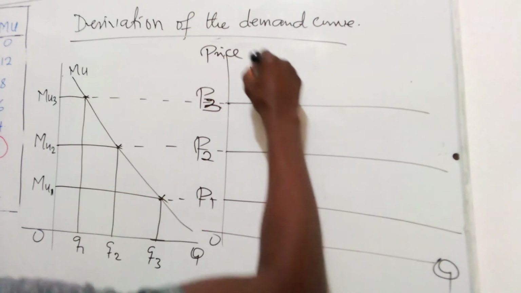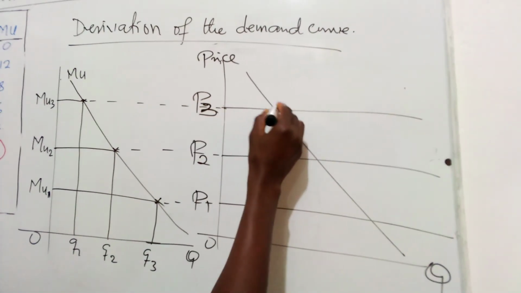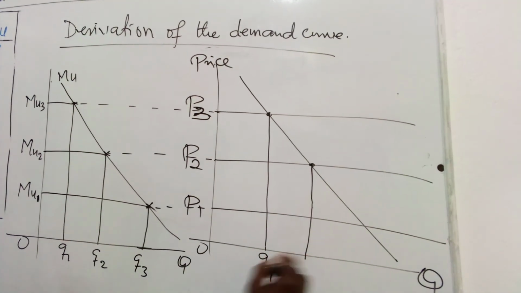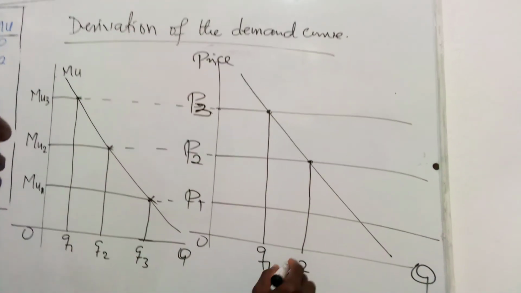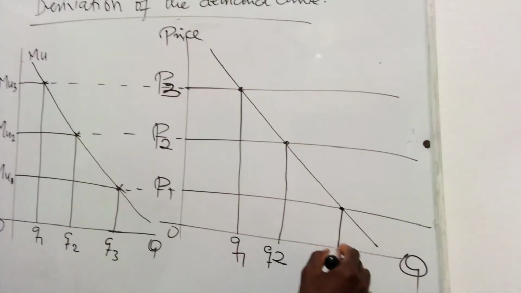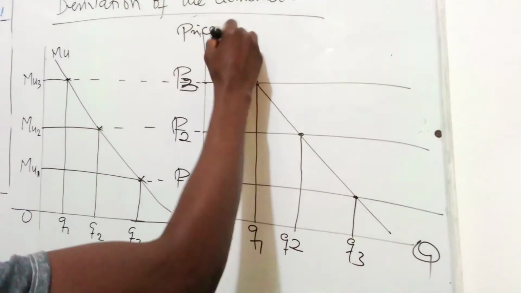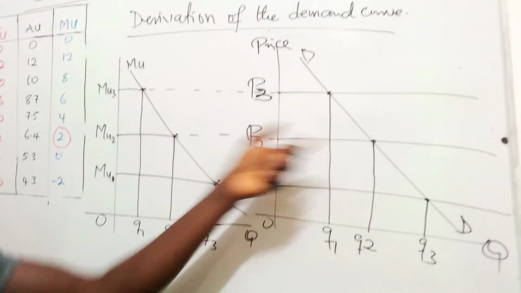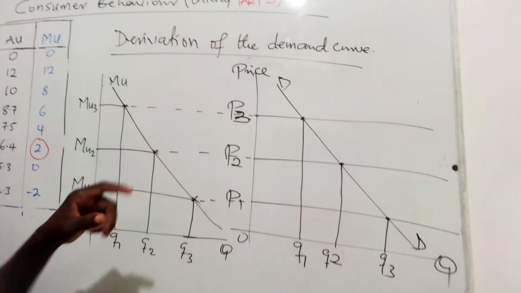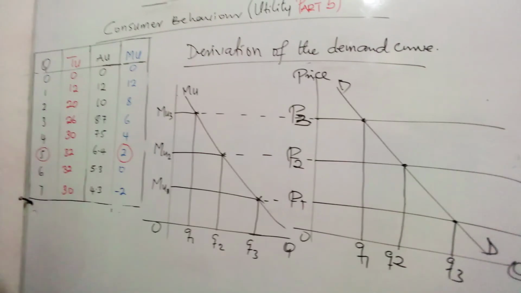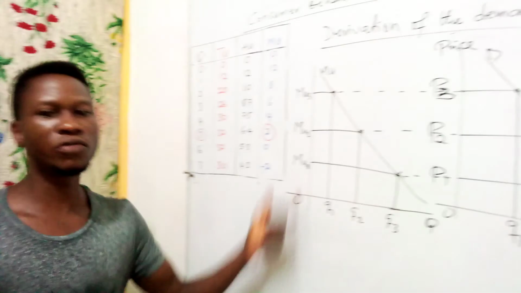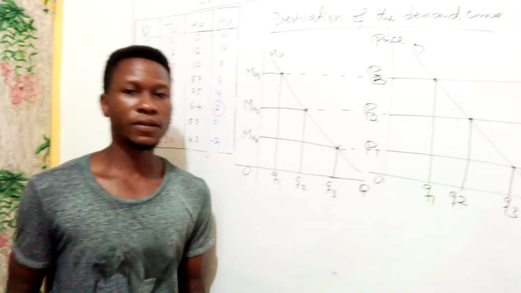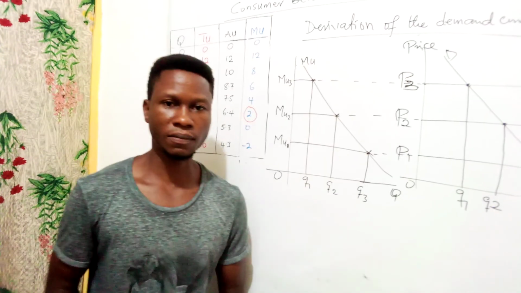And so when we draw this, this goes for quantity 1, this goes for quantity 2, and then this goes for quantity 3. So this is our demand curve, and that is why we say we use the utility to derive the demand curve. This is the horizontal derivation. We also have the vertical derivation of the demand curve from the utility. Is that clear?